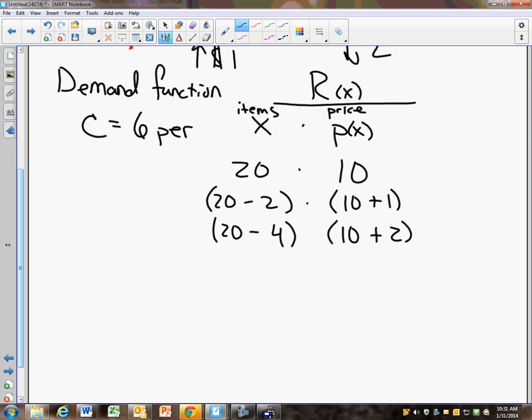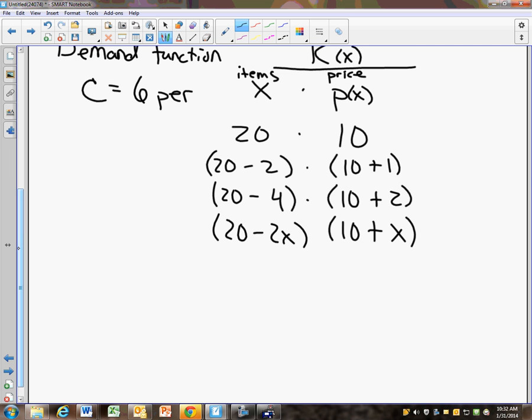So Larry's ready to put X in here, and I think we can do that. If we raise the price by X, we decrease the number we sell by 2x. So, when it says what is the price function, or what is the demand function, it would be 10 plus x. Okay? The revenue function is 20 minus 2x times 10 plus x. Does everybody see that? Okay. So I've got that first part. Revenue function is right there.